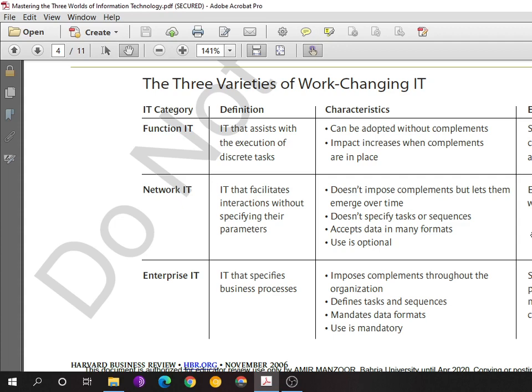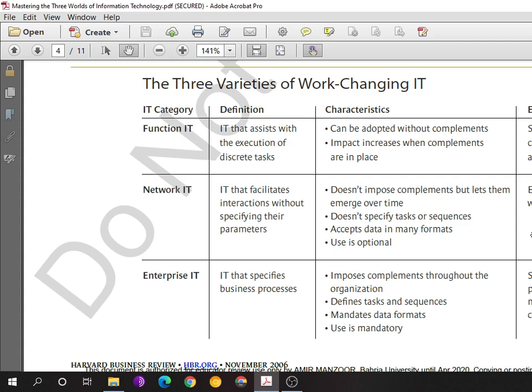Now, as the name suggests, this is more about things that connect the organization with its various components. A lot of students, a lot of people confuse this with network IT. Yes, they're interlinked. You cannot have enterprise IT without having a strong network, which is why I said that I disagree with the point which says use is optional. It's not. So, enterprise IT is the IT that specifies business processes.